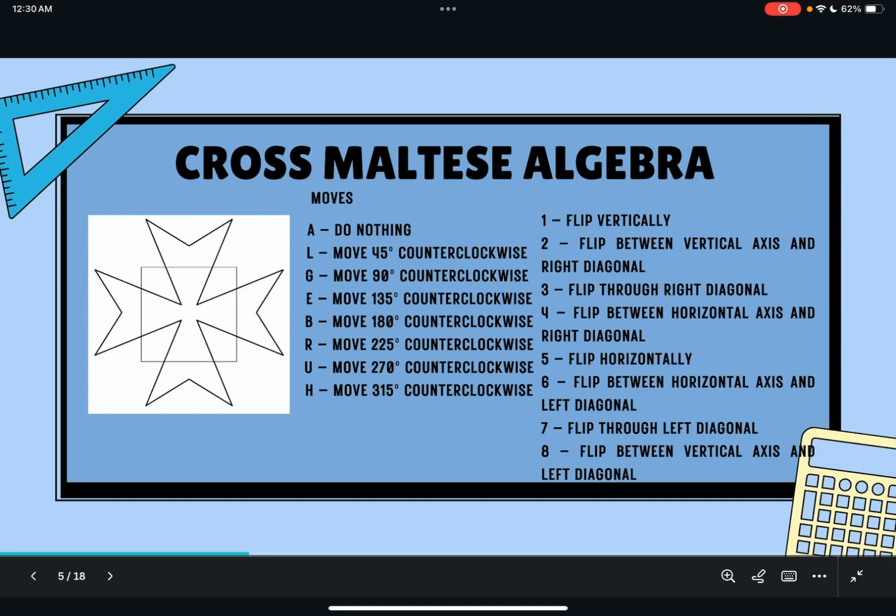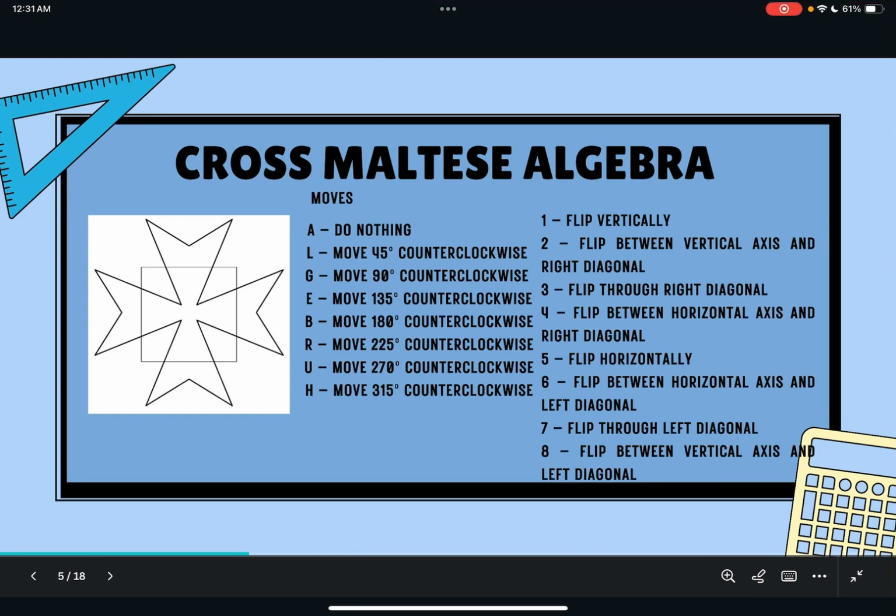Cross-Maltese Algebra moves. A stands for do nothing. L, move 45 degrees counterclockwise. G stands for move 90 degrees counterclockwise. E stands for move 135 degrees counterclockwise. B stands for move 180 degrees counterclockwise. R stands for move 225 degrees counterclockwise. U stands for move 270 degrees counterclockwise. H stands for move 315 degrees counterclockwise.